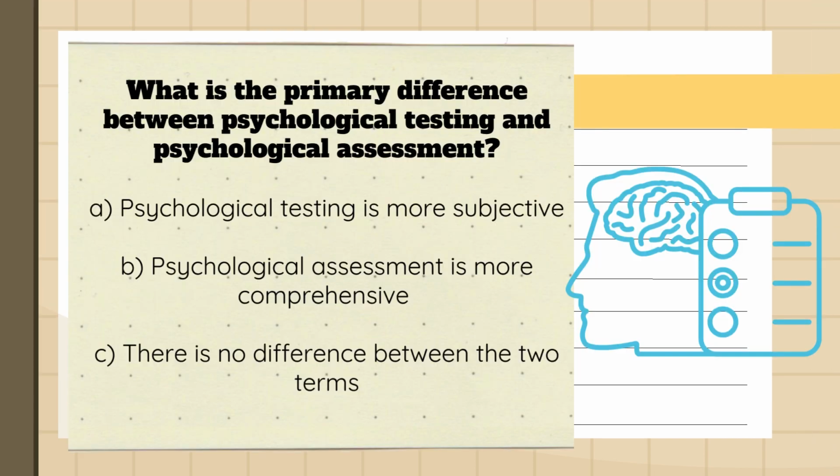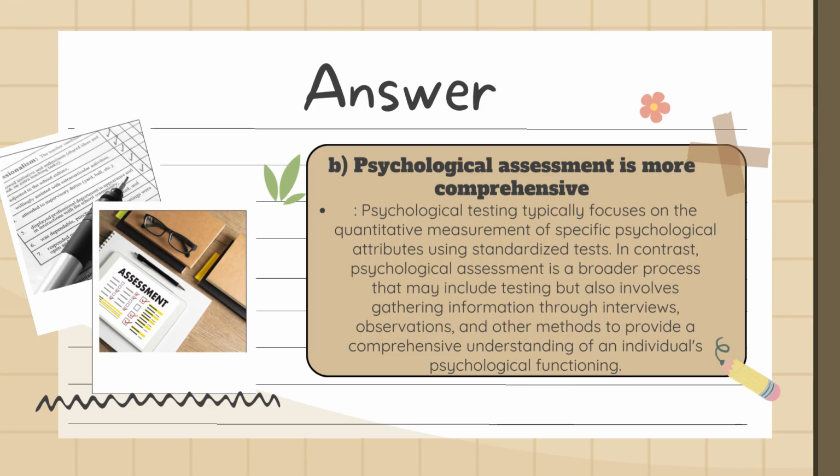What is the primary difference between psychological testing and psychological assessment? A. Psychological testing is more subjective. B. Psychological assessment is more comprehensive. C. There is no difference between the two terms. B. Psychological assessment is more comprehensive.